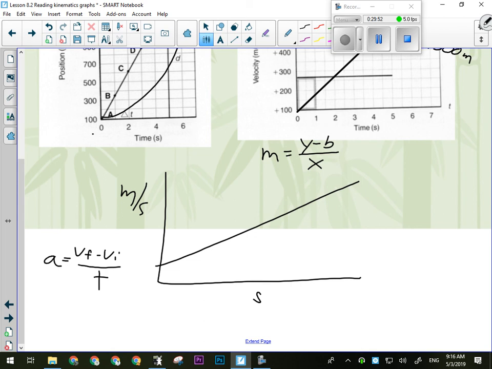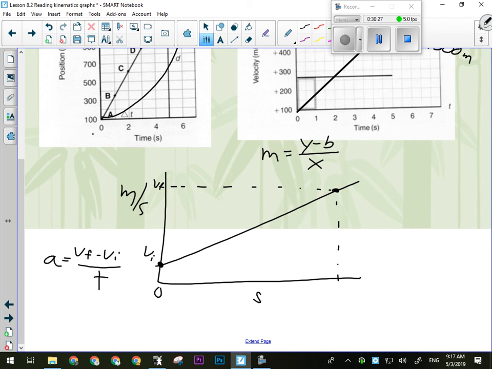Well, since this is a velocity versus time graph, B would be our initial velocity. Over here would be our final velocity, and then x is once again our time, because time is on the x-axis. So we can calculate the acceleration of an object from the slope of this graph. We're going to do an activity next week where we'll look at that a little bit more, but that's the kind of stuff we can get off of a velocity versus time graph.